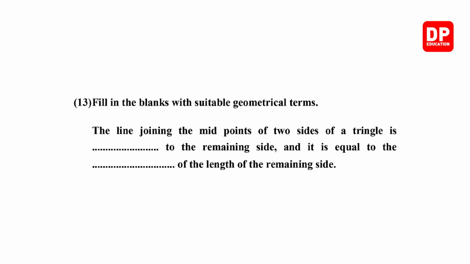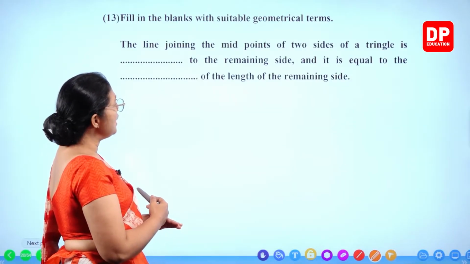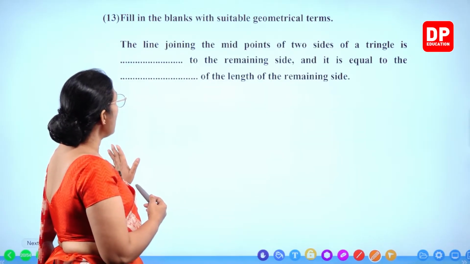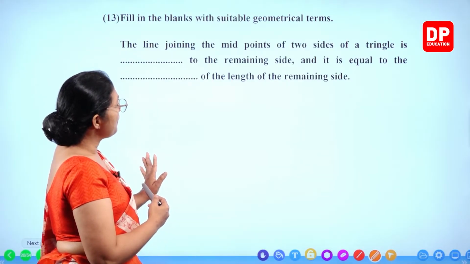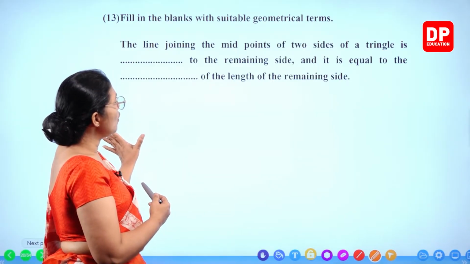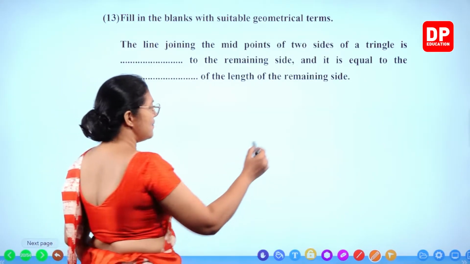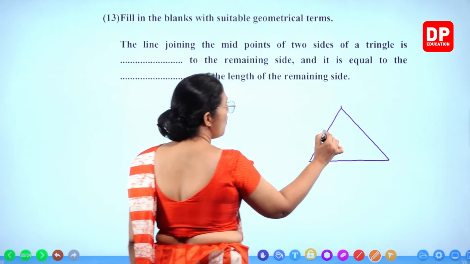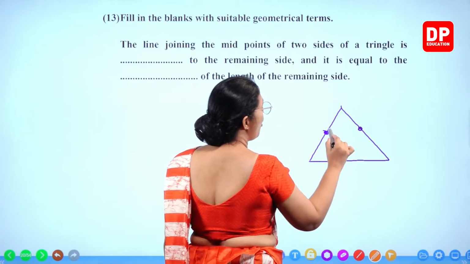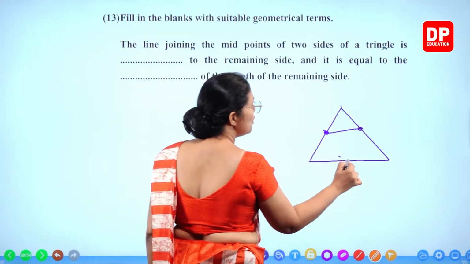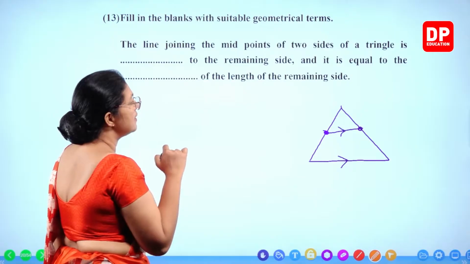Question number 13. Fill in the blanks with suitable geometrical terms. The line joining the midpoints of 2 sides of a triangle is, blank, to the remaining side. And it is equal to, and you have to fill another blank, of the length of the remaining side. So what is this? This is about the midpoint theorem. What is the midpoint theorem? When you join 2 midpoints, that line is parallel to the remaining, third side.